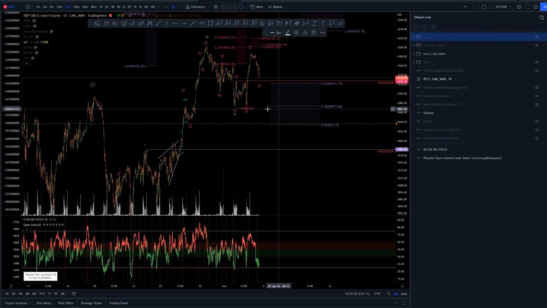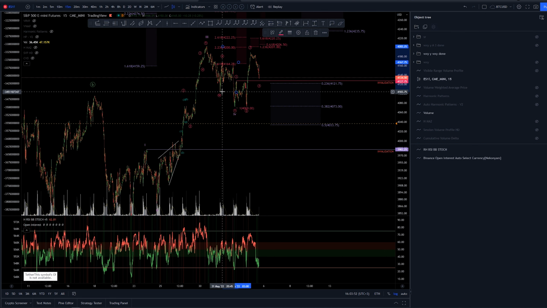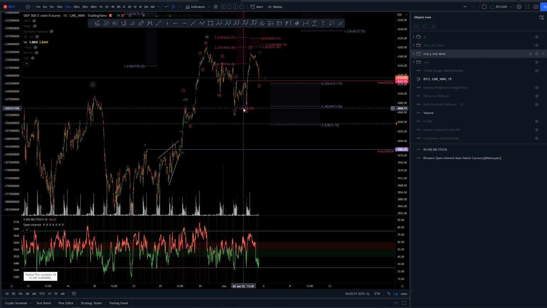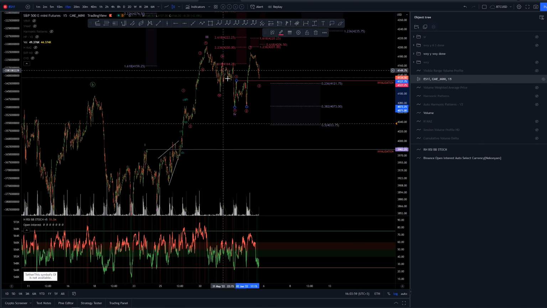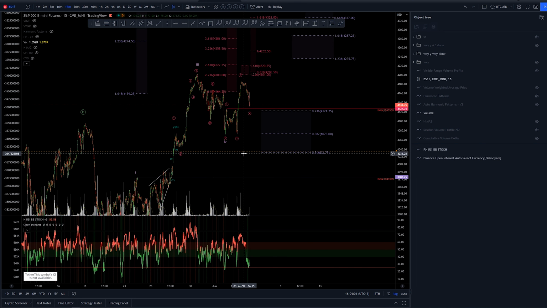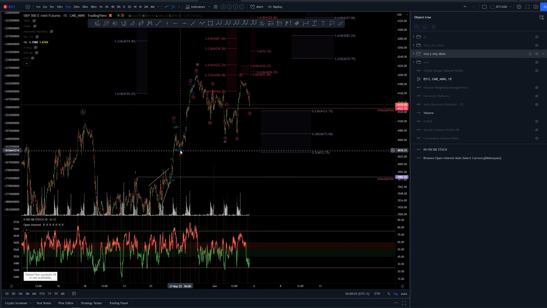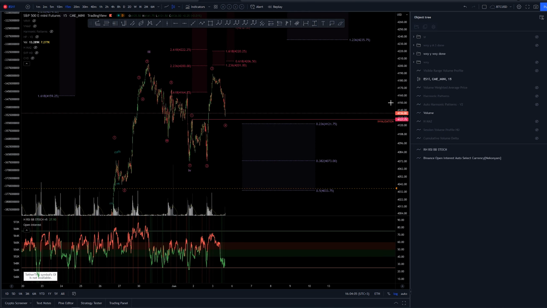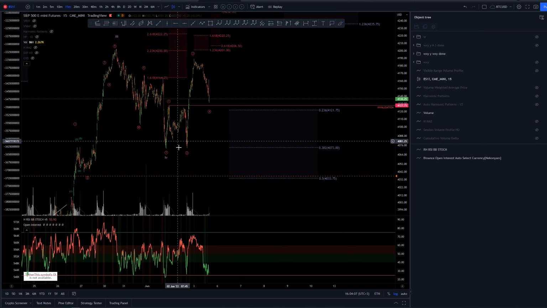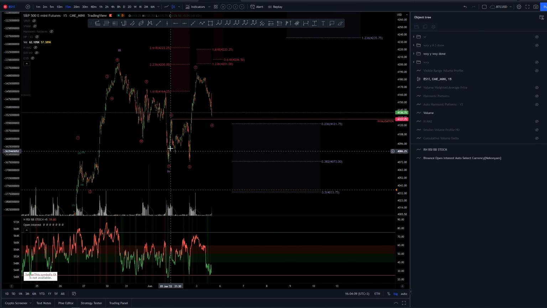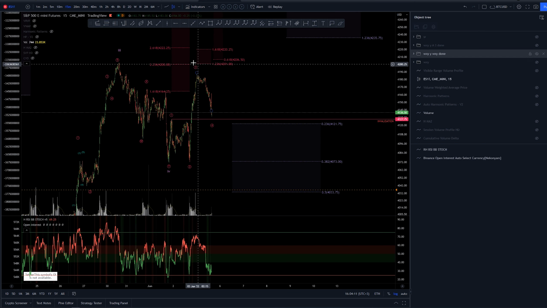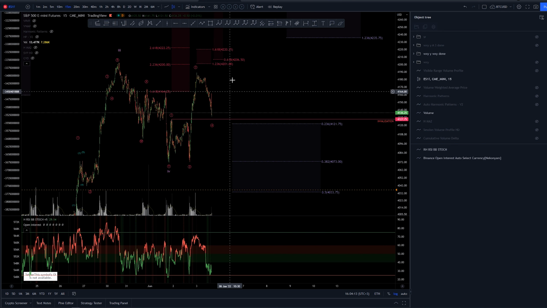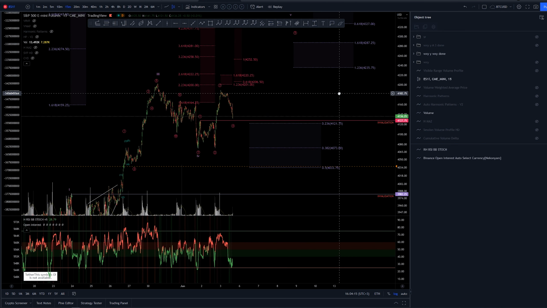So Fibs lining up, one-to-one extension for the WXY here, and 38.2 should be a pretty good area to take a long, with of course stops below these lows. Now this count, or the price, has developed a bit. We had a 1, 2, now possible 3, looking for the wave 4 and then for the wave 5.